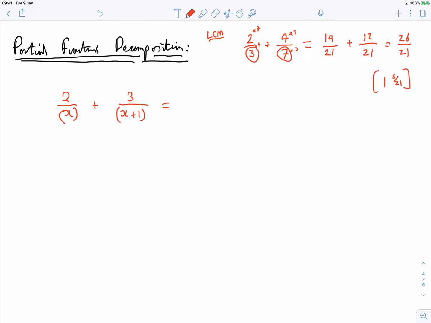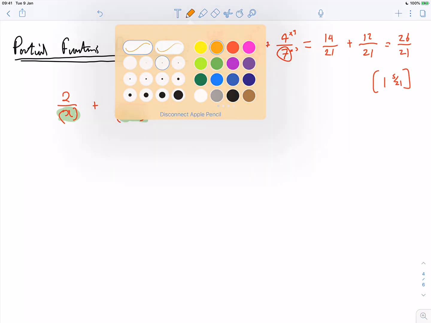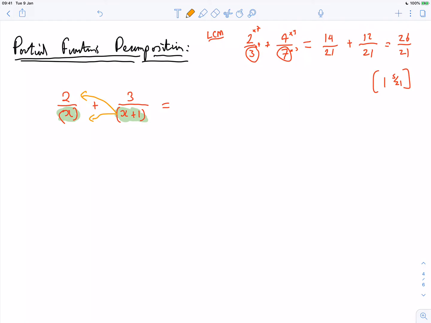And the same rules work for algebraic fractions, right? So we've got an x on the bottom there, we've got an x plus 1 there, they clearly have nothing in common, so we're going to have to multiply x plus 1 top and bottom here, and we're going to have to multiply x top and bottom here. So over a common denominator, this is going to be x lots of x plus 1 plus something over x plus 1. And then we're going to have 2 lots of x plus 1 plus 3 lots of x.